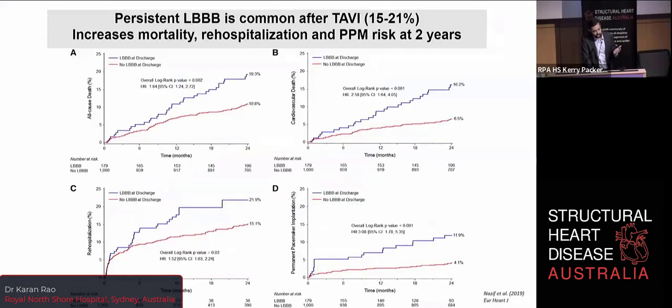So left bundle branch block, which is also very common. So persistent left bundle branch block is seen in about 20% of cases. So if you add up 20% pacemaker rates and 20% bundle branch rates, you've got 4 in 10 of your patients having some sort of a conduction abnormality.